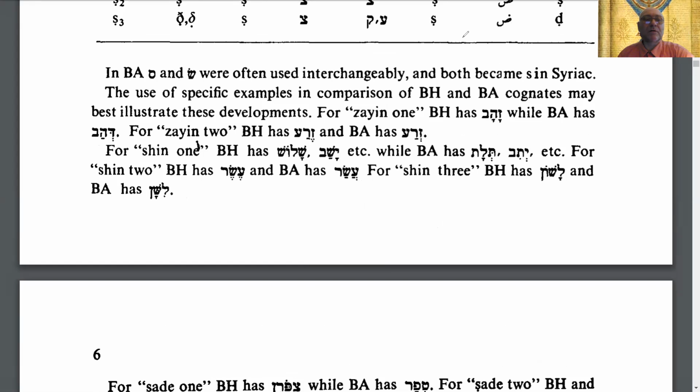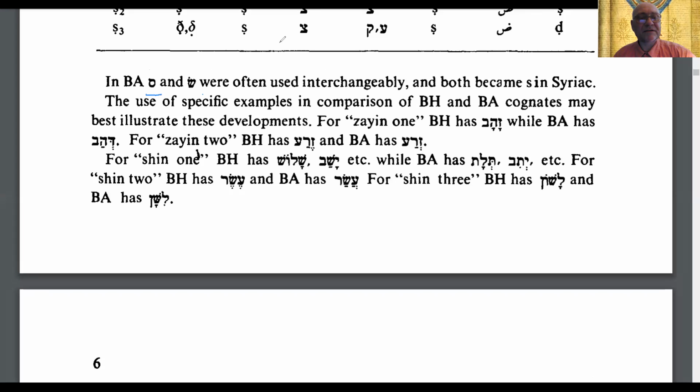All right, so in Biblical Aramaic, the Samech and the Sin were often used interchangeably, and both became Sin in Syriac. The use of specific examples in comparison of Biblical Hebrew and Biblical Aramaic cognates may best illustrate these developments. For Zayin 1, I guess that's the first one we saw on the chart, Biblical Hebrew has Zahav. That's how you pronounce that, Zahav. While Biblical Aramaic has Dahav.